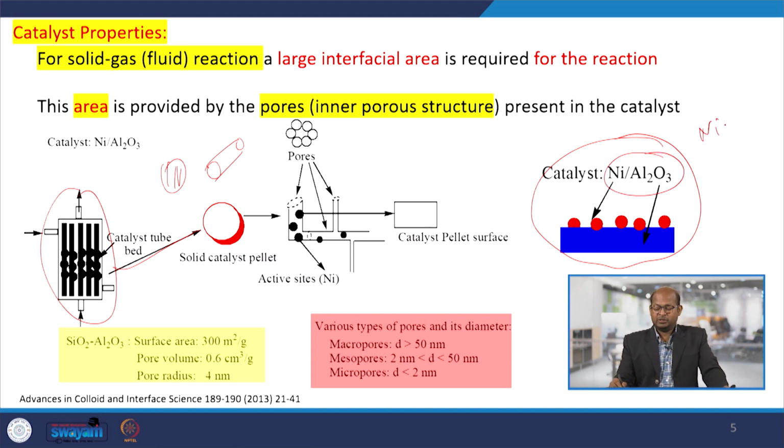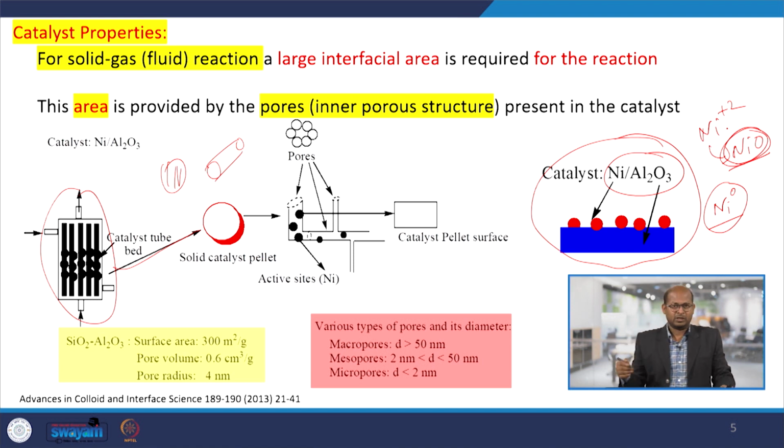So, nickel may be in the +2 oxidation state, meaning nickel oxide, in this catalyst, or maybe nickel in the 0 oxidation state, meaning purely metal, small metal particles, or maybe nickel oxide. Depending upon the nature of the reaction required, it is either this form or this form. Either way, we can convert it as per requirements. So, this is the nickel alumina catalyst.